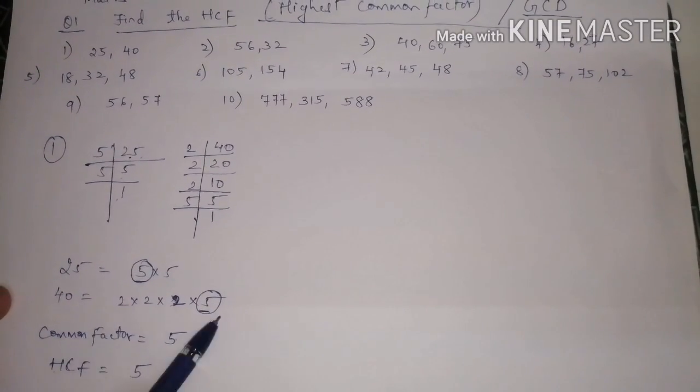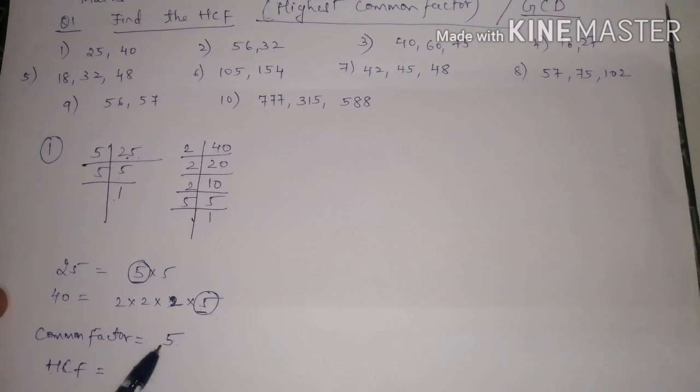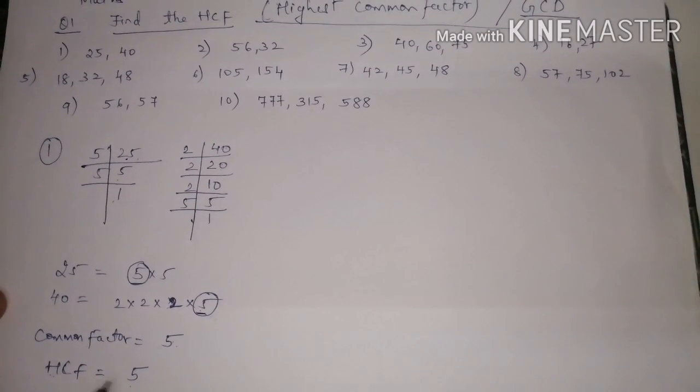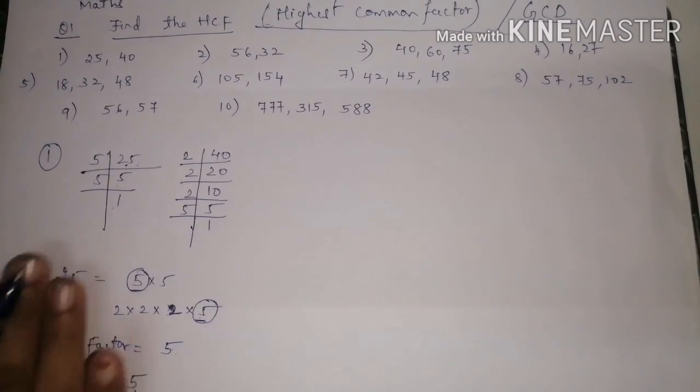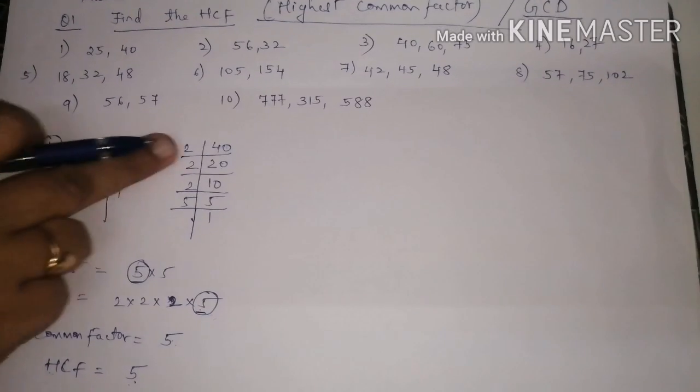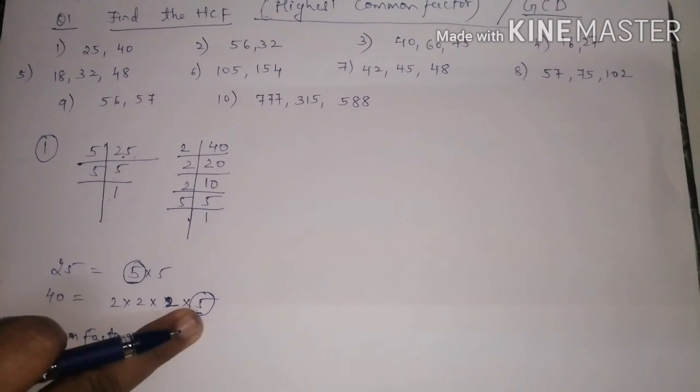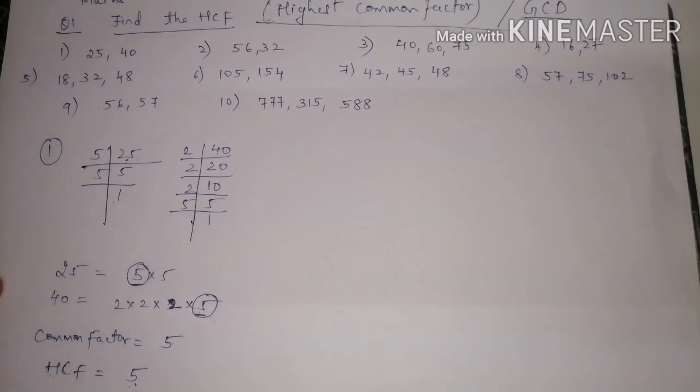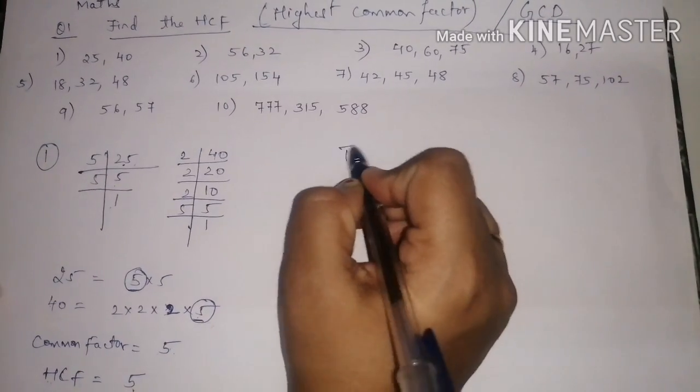So what is the common factor in both? That will be your HCF. That is the highest common factor. So HCF is 5. This is one of the methods. You can find out the prime factors like this, and what is common in them, that is your HCF. One more method is there, the second method.